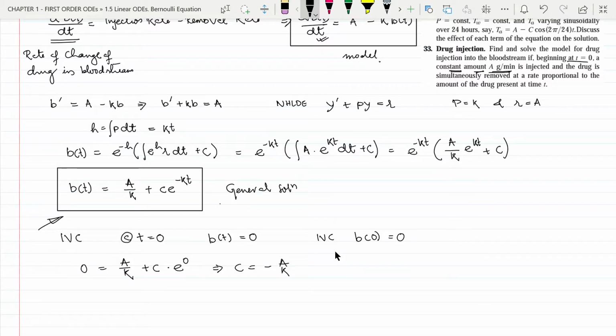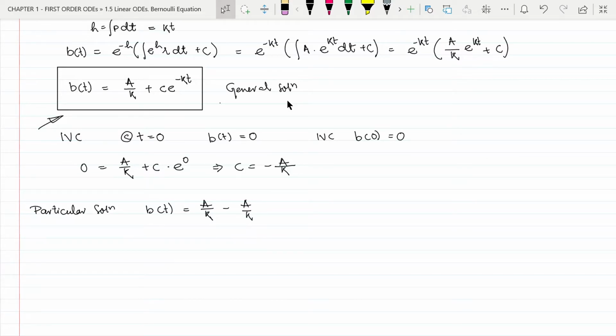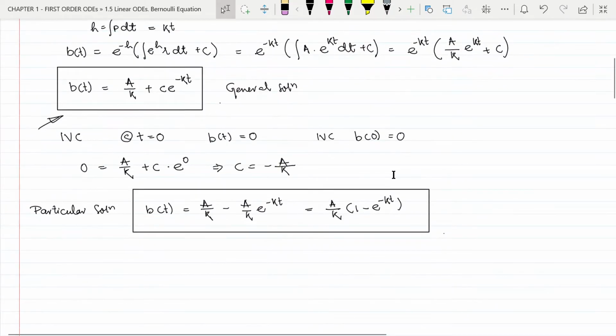0 equal to A by K plus C multiplied by e to the power 0, which implies C equal to minus A by K, and we can put this value of C into the general solution to obtain the particular solution, which is B of t equal to A by K minus A by K e to the power minus kt, which is equal to A by K times 1 minus e to the power minus kt. And this is the particular solution. So we have found the model of drug injection into bloodstream, and this is the solution of the model.